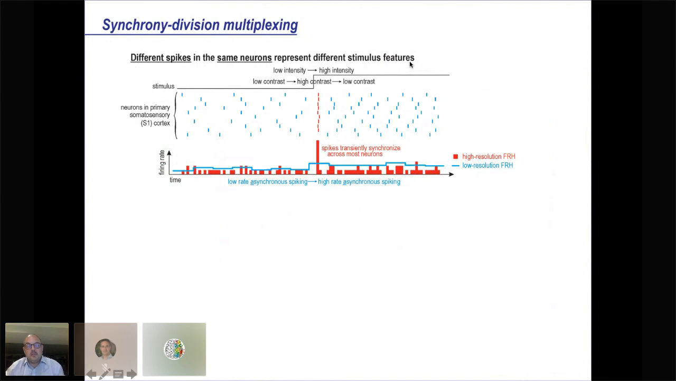So this is an example of multiplexing, and that term came up this morning, but in a slightly different context. The idea here is using the same neurons, but different spikes to try to encode two different stimulus features, where the rate of asynchronous spiking will increase when the intensity of the signal changes, but you'll get this transient synchronization during these high contrast events at the onset and offset of the stimulus, if that onset and offset is abrupt enough.